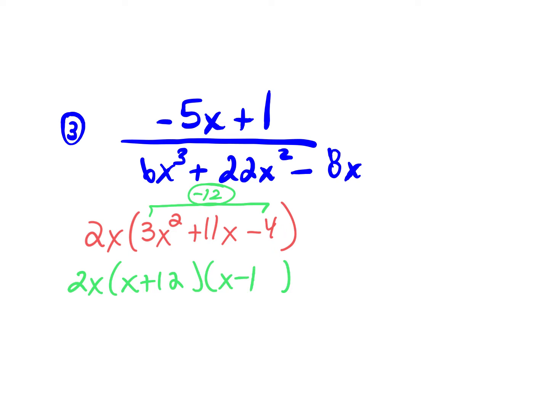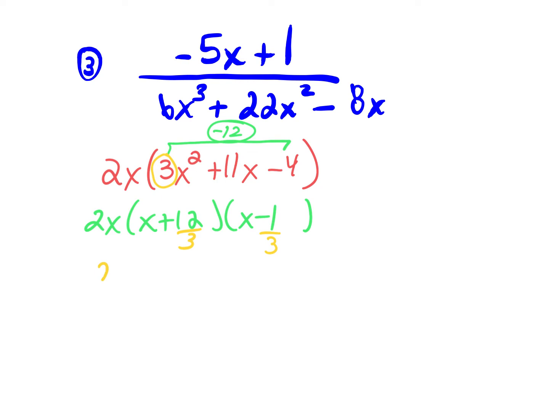I was going through your submissions. A lot of you left your linear factors like that. If I multiplied x plus 12 and x minus 1, I'm not going to get 3x squared plus 11x minus 4. What am I forgetting to do? You have to divide by 3. I have to divide both terms by your A. So this is 2x. This is x plus 4. And this is 3x minus 1 because this 3 goes here.